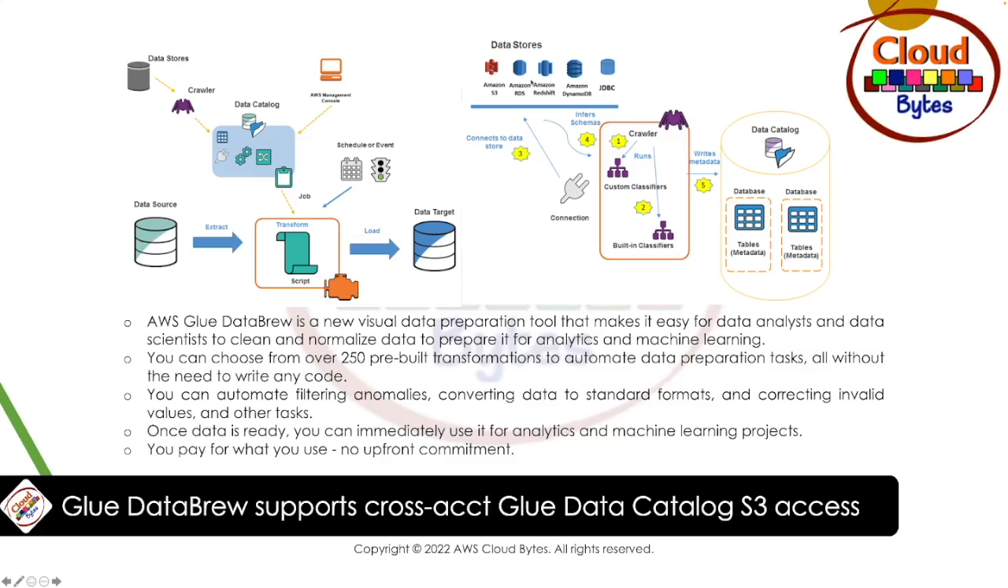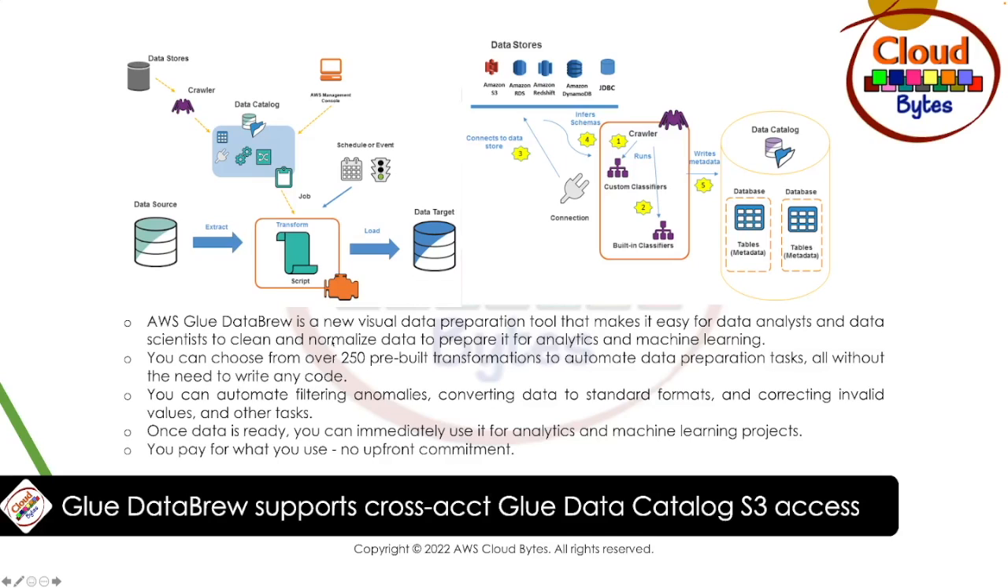Similarly, on the right side, there is another picture of AWS Glue. You can see that you have S3, RDS, Redshift, DynamoDB, and JDBC connectivity. So you have a crawler that runs, and there is a classifier. You can use a custom or built-in classifier. Then you have connectivity to these data stores. And then you have the schema coming in, and you write the metadata to a data catalog saying this is what we infer out of that particular data.